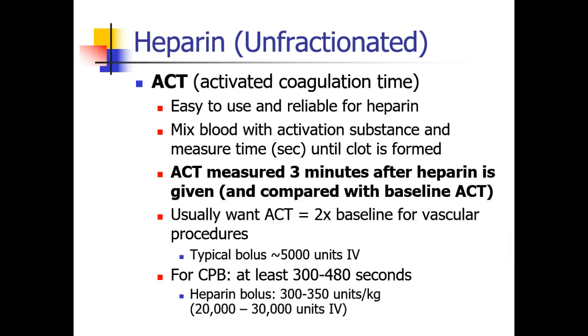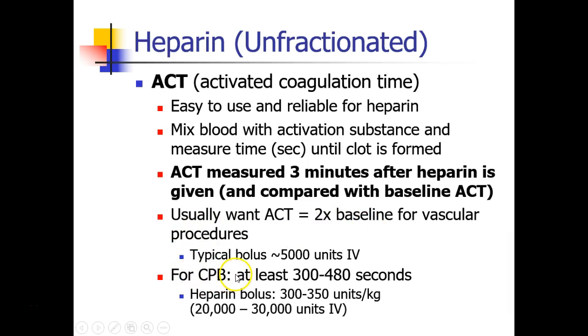You may be giving heparin and measuring ACTs in the operating room. Usually for a vascular procedure, the surgeon will want the ACT to be about double the baseline value. So if a typical bolus of heparin is around 5,000 units IV, and a baseline ACT will be somewhere in the 100 to 150 second range, so we'll be looking for a double that baseline, so something in the 300 range.